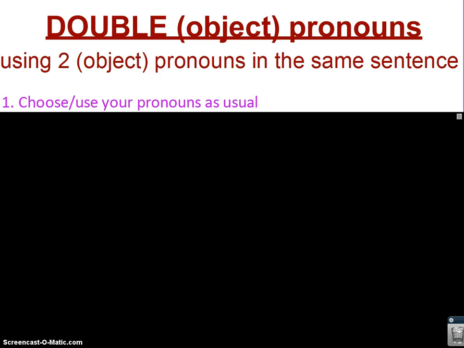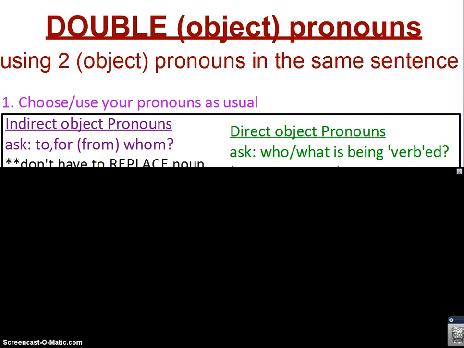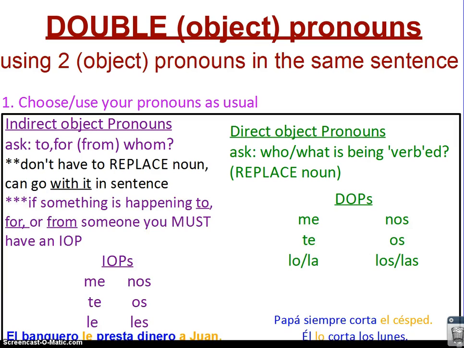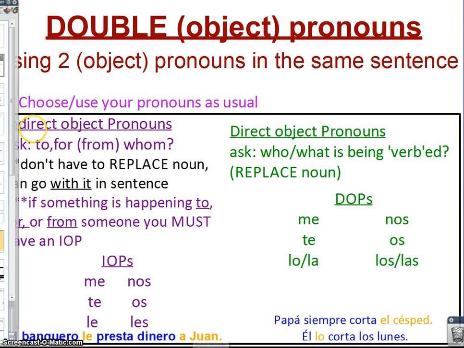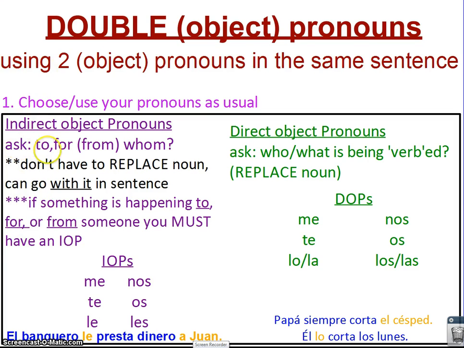Rule number 1, choose and use your pronouns as usual. You guys already know how to do this. Please put this information in a nice box, just like mine is, as you see here. You know that your indirect object pronouns are found by asking to, for, sometimes from whom is something being done? And remember, they're different from other pronouns. Usually you take out the noun and replace it with a pronoun, but for indirect object pronouns, it can go with it in a sentence. So if something is happening to, for, sometimes from someone, you must have an IOP. Your IOP choices are me, te, le, nos, os, les, like in this sentence.